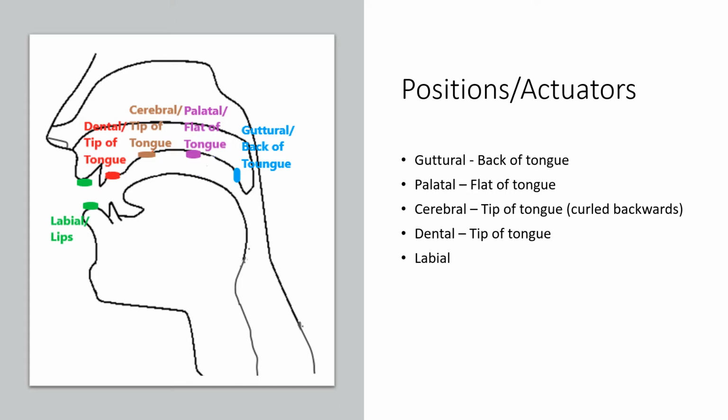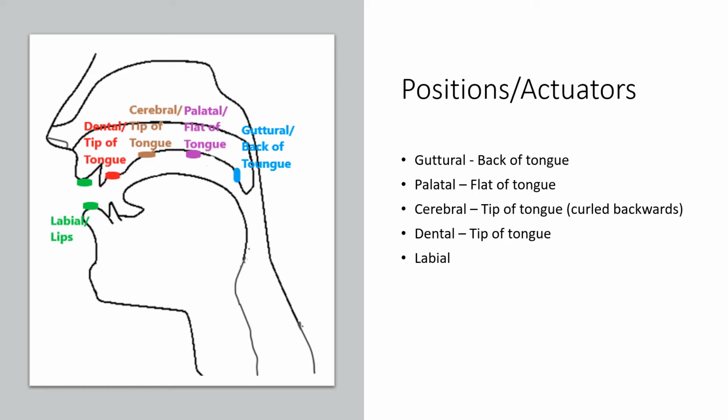Starting from the back side, the first one is guttural. So the sounds which are supposed to be originating from this place use back of tongue as the actuator to block or constrict the air at that position.